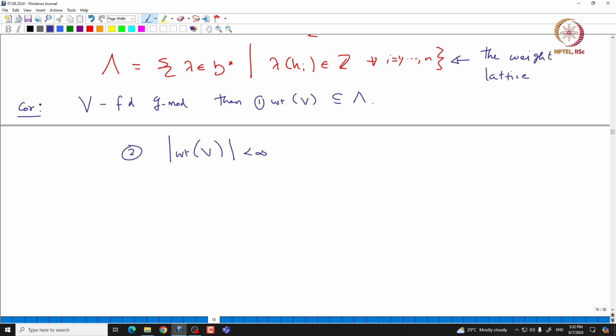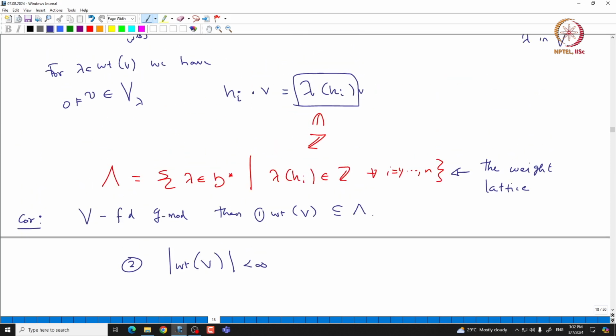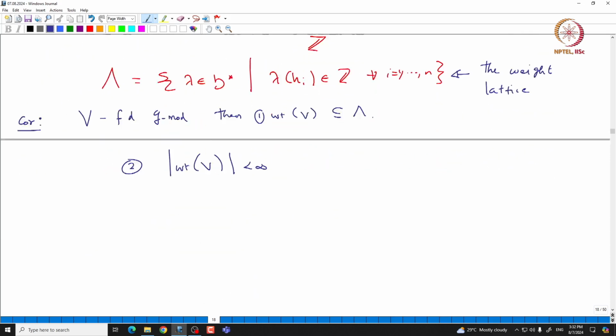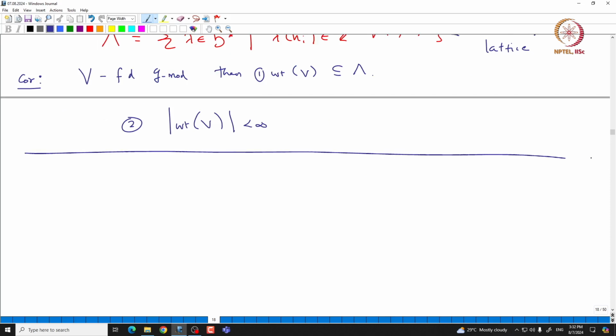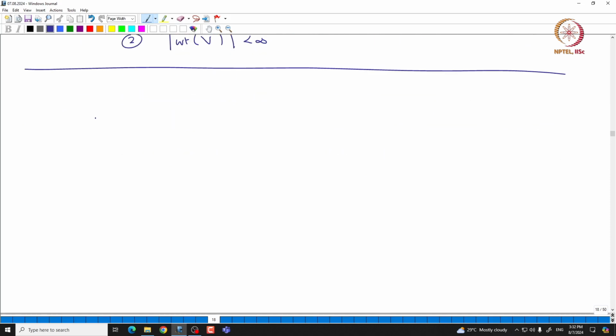Now we will actually use SL2 representation theory to conclude more about these weights. Before that, let us see some examples. We have already seen that if we take V to be the adjoint representation.